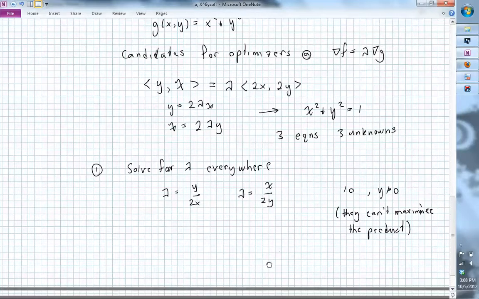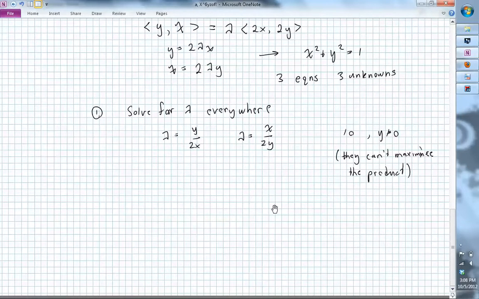So you just want to be careful while you're doing your algebraic manipulations and dividing things out that you're not losing solutions. And by dividing here, I'm not losing a solution. Set the lambdas equal, set these two expressions equal to each other. So y over 2x equals x over 2y. And where does that get me? It gets me y squared equals x squared.